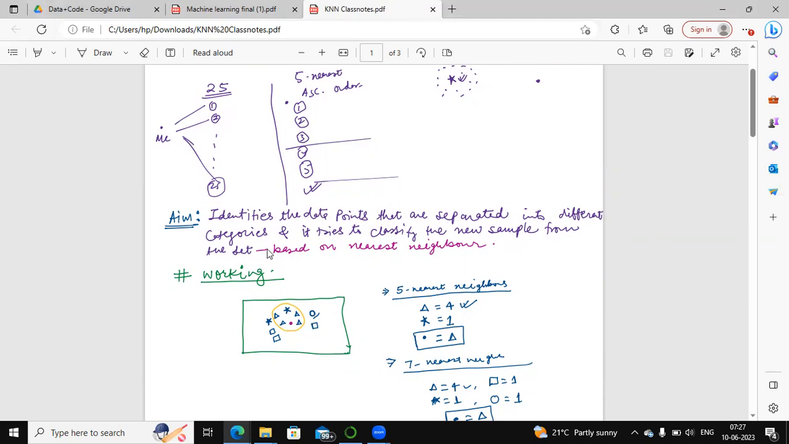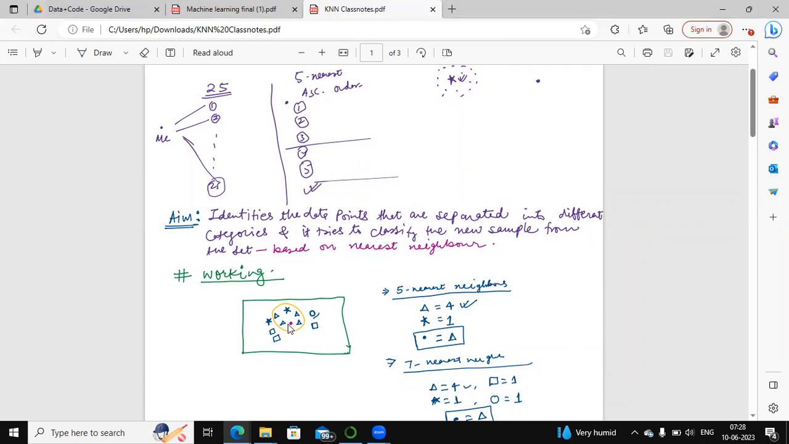First, it identifies the data points that are separated into different categories. The different categories here are star, triangle, circle, and square. The aim is to identify the data points in separate categories and classify the new sample from the set. Let's say you have a point over here and you have to classify it as square, triangle, circle, or star. Your unknown point is here. So what will you do? You will try to find the nearest distances. We will take the five nearest distances.